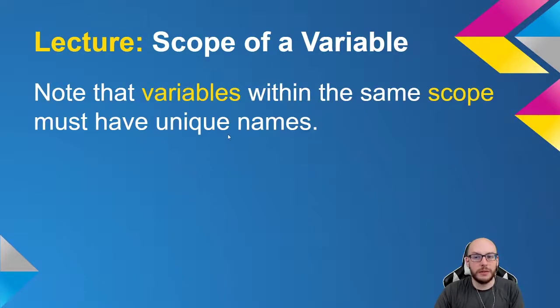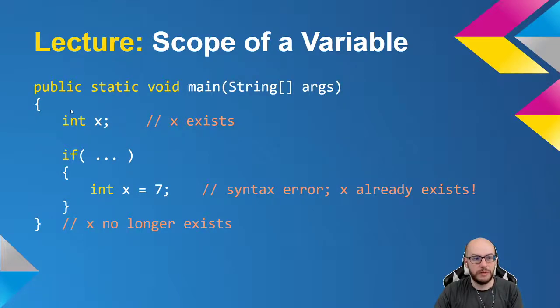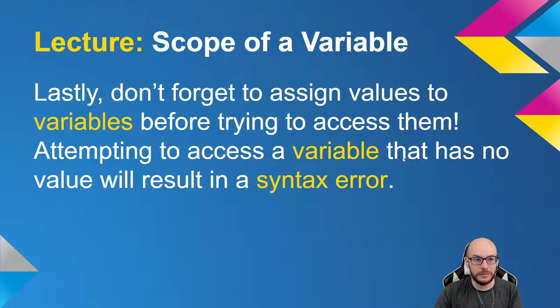Okay. Note that variables within the same scope must have unique names. What do I mean? Well, here I've declared X inside the body of the main method. It'll stop existing when the main method stops. Its scope is going to overlap into this if statement. In the if statement, I'm trying to declare another X. Well, that's a problem. X already exists in that scope, so we can't recreate X and give it a value. So this little subtle int right here is actually a problem.